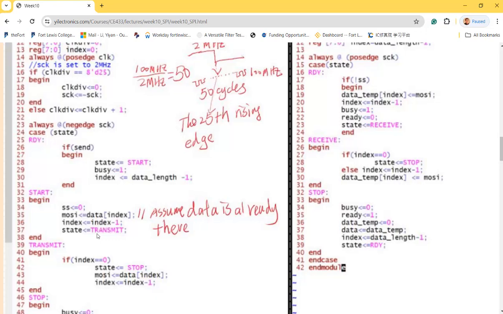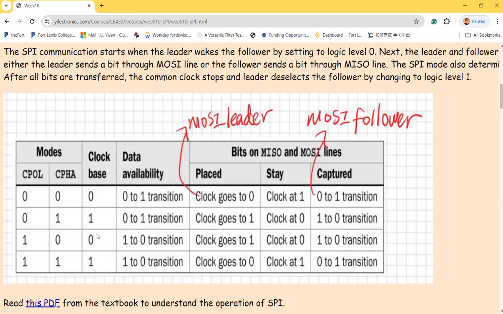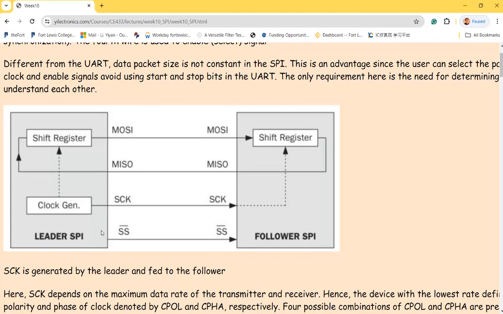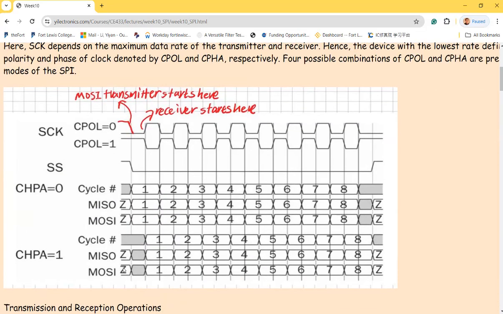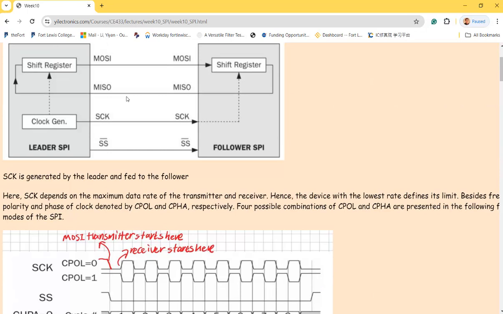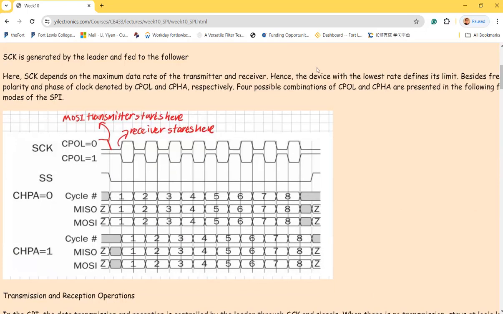So does it make sense to have a negative edge SDK for the leader whenever you have a positive edge SDK for the follower? And why? By looking at this, what's really happening? You can look at this chart or the timing.